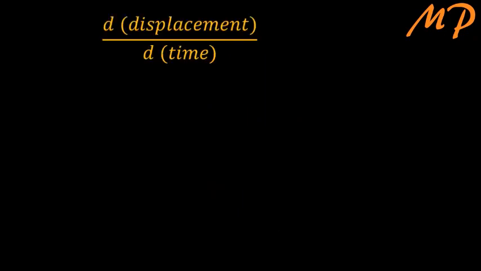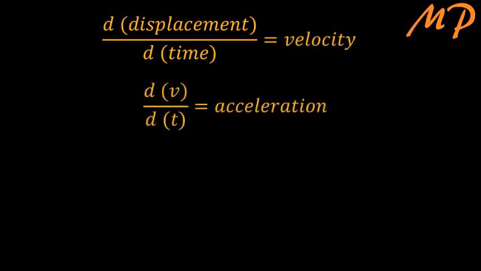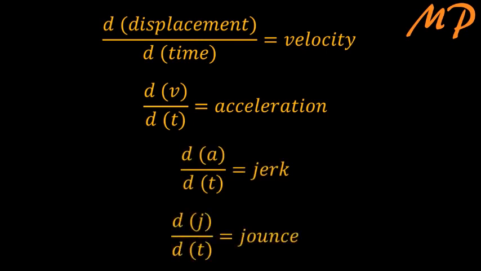Now suppose we have two variables, displacement and time. When we differentiate displacement with respect to time, we get velocity, and when we differentiate velocity with respect to time, we get acceleration. We can go even further and differentiate acceleration to get jerk. We can even differentiate jerk to get jounce.